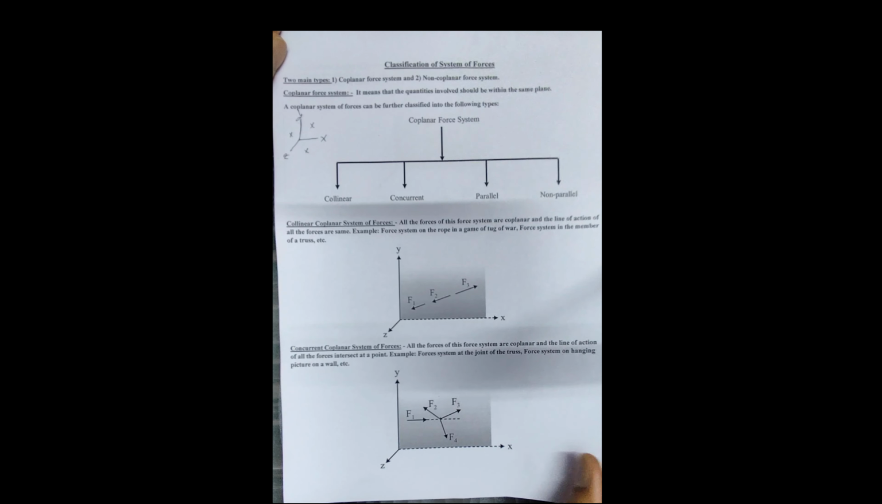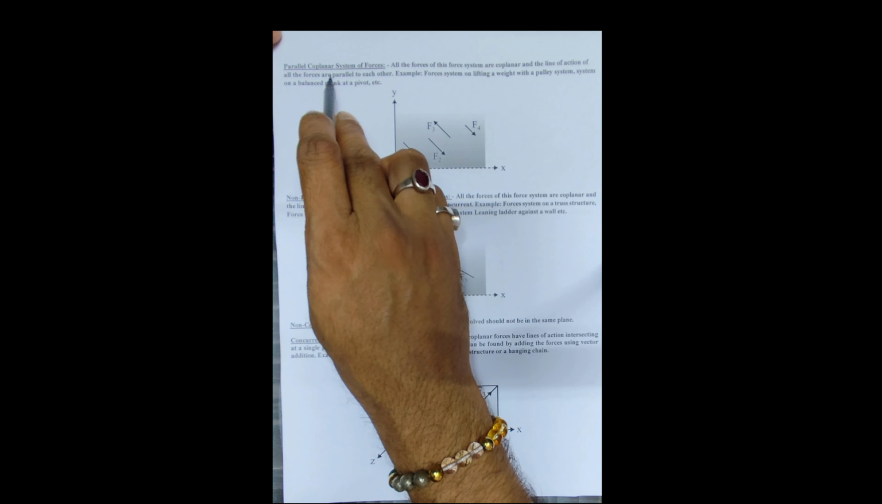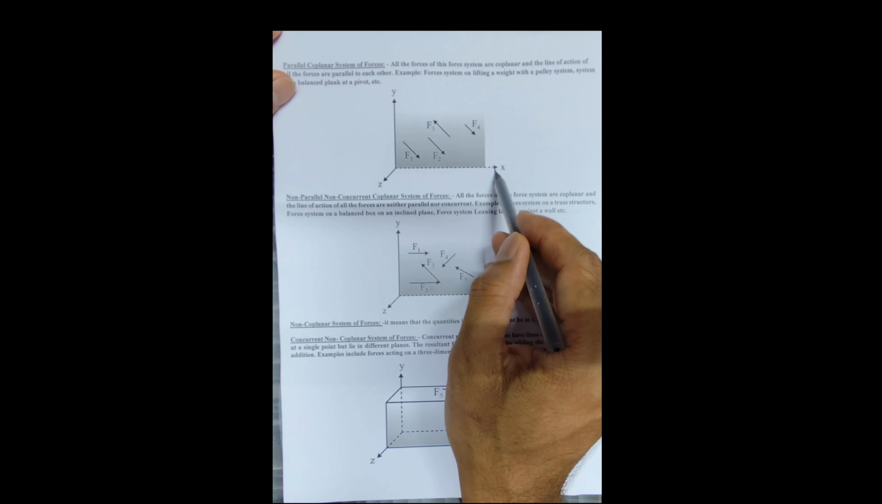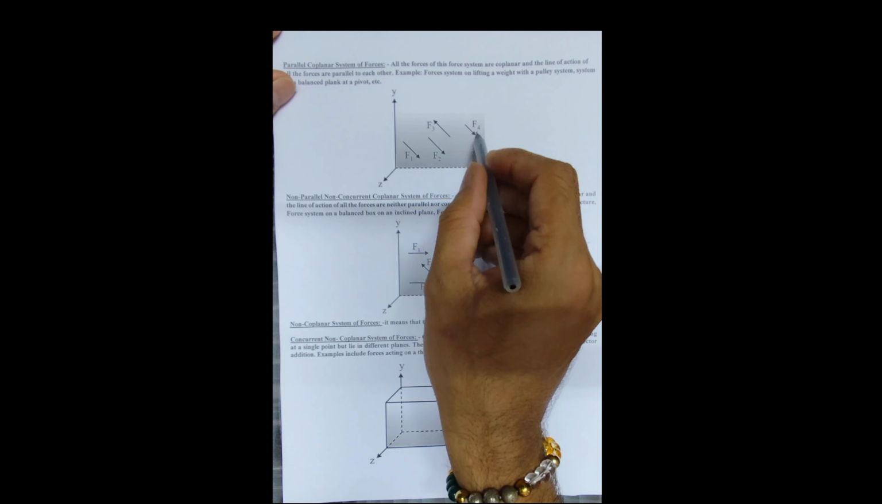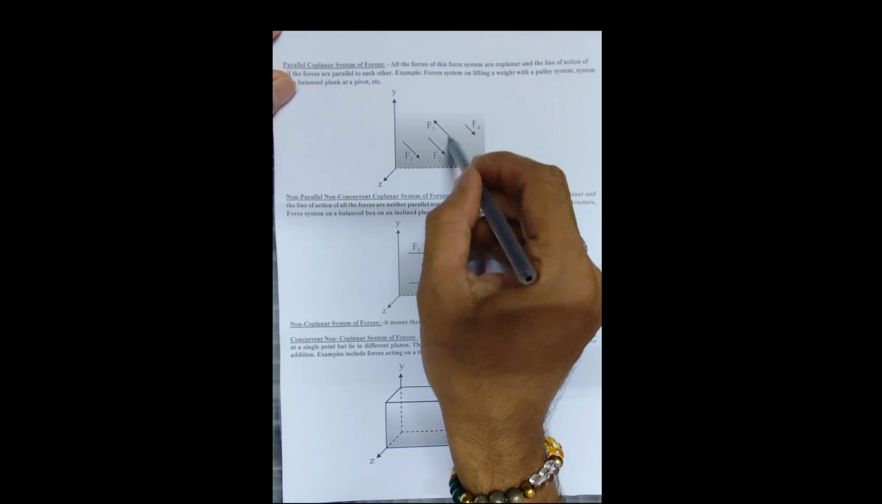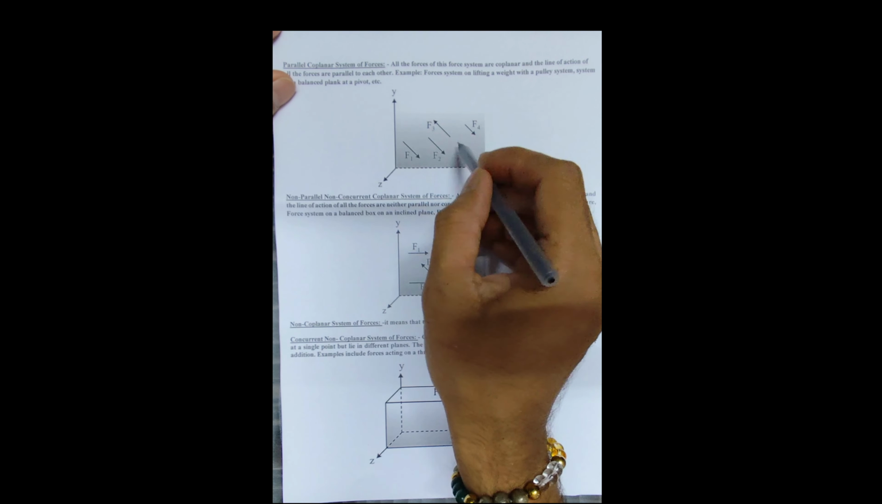That is the concurrent coplanar force system. Now come to the next point, that is the parallel coplanar force system. Same as before, all forces lie in a single plane, but the line of action passes parallelly. Suppose F1, F2, F4 are in this direction, but F3 is in this direction. The magnitudes of F3 and F4 are not the same, but their lines of action pass parallelly. That's why it's called parallel coplanar forces.